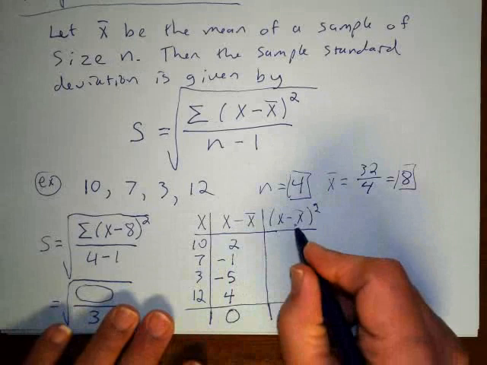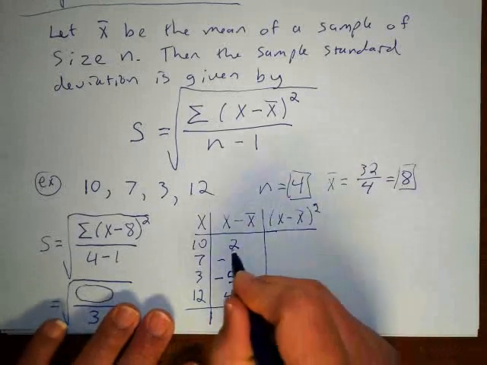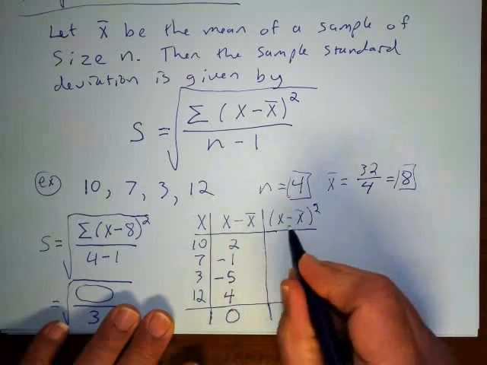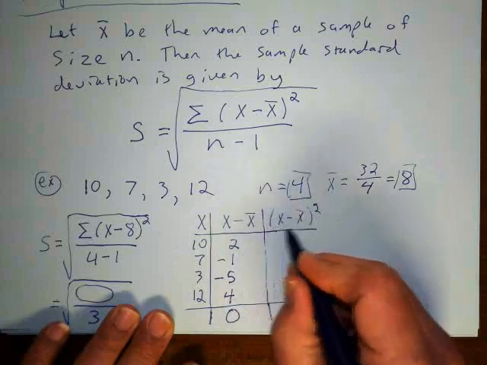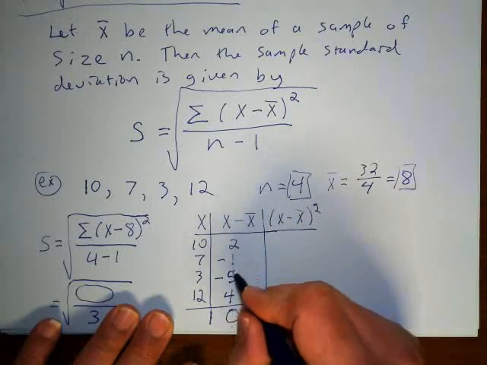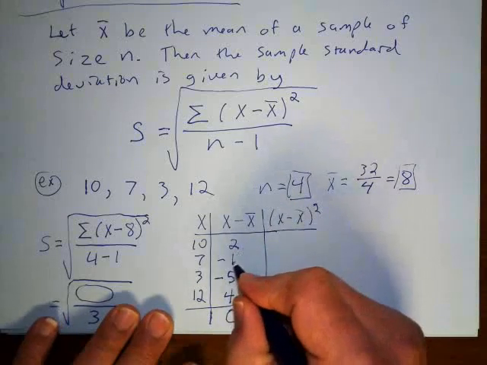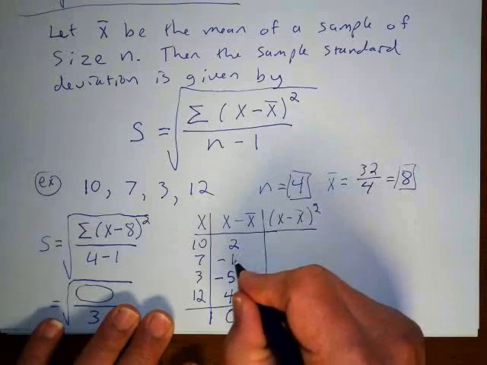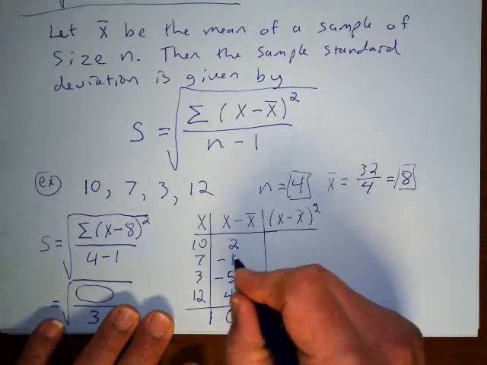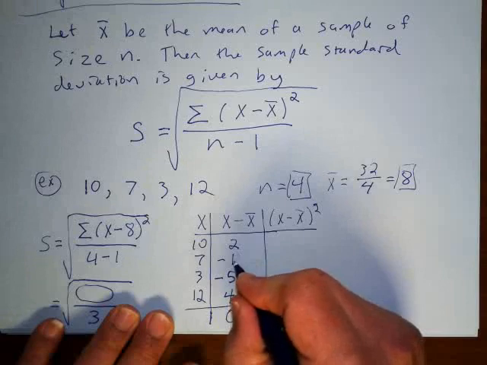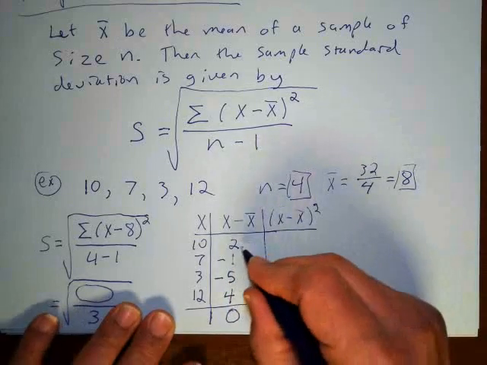Okay, so now in this column, what you're doing is squaring the deviations. You've got the deviations and that quantity squared. So you're squaring each one of these, and if you have a negative deviation, when you square a negative number, it becomes positive.